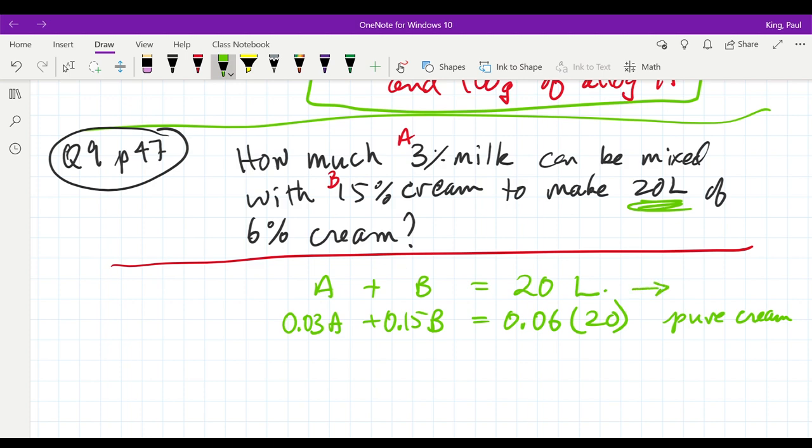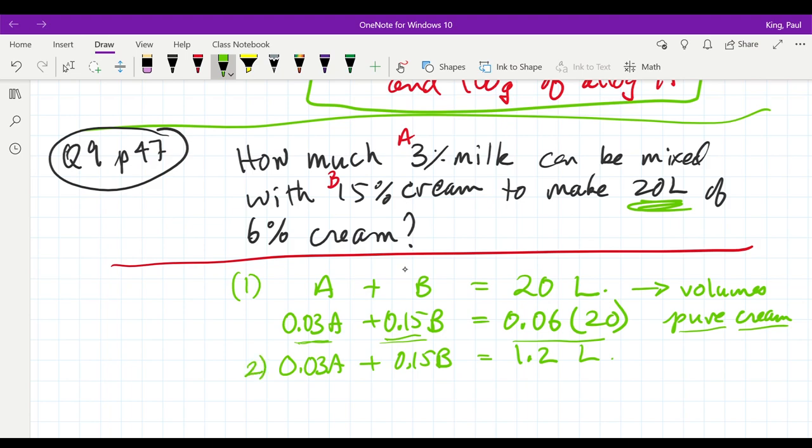Just like we had pure copper in the previous question, we need to basically unite the volumes and also have a separate calculation of the purity based on the purity of what we're looking at. So 0.06 of 20 liters is going to be pure cream, and respectively, these numbers multiplied by the respective ingredients also give pure cream. If we add those two volumes together, we should get the total volume of pure cream. So in other words, 0.03A plus 0.15B is 0.06 times 20. Is that 1.2? Yes, it's 1.2 liters. We'll call this equation 1.